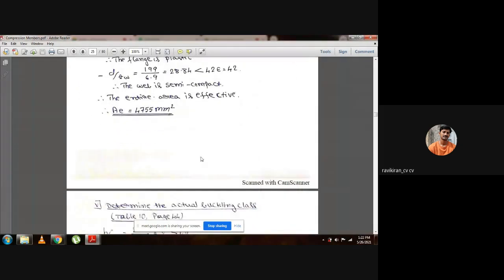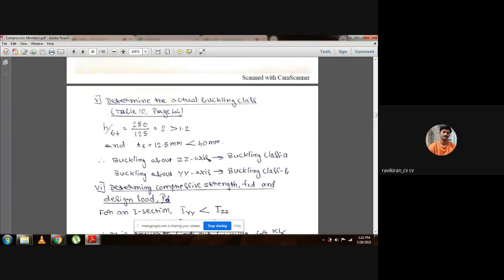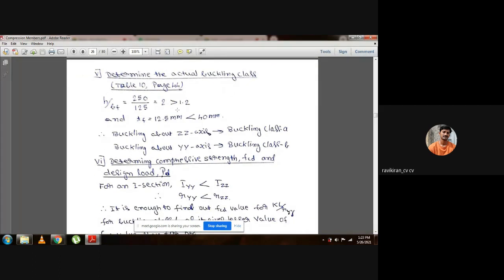So once we received area, what is the next step? Determination of actual buckling class. To find out actual buckling class, we should know what the buckling class is, right? So h by b, breadth of the flange. H is nothing but height. 250 divided by 125 will give us 2, which is greater than 1.2, and thickness of the flange is 12.5 millimeter, which is less than 40 millimeter.